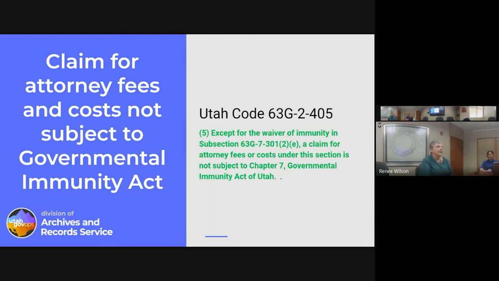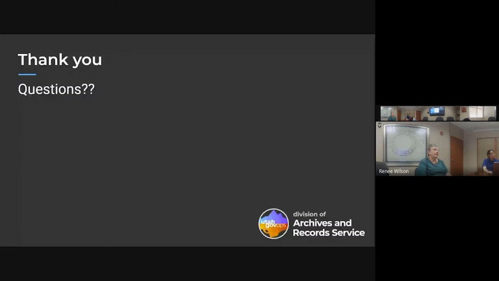So that's all of the updates to GRAMA this year. There are a few other minor ones that are really specific, but this is what got updated this year. And if anyone has any questions, I would like to ask Paul to talk a little bit about the litigation associated with this Bill 399 and the Garrity and the attorney fees issues.